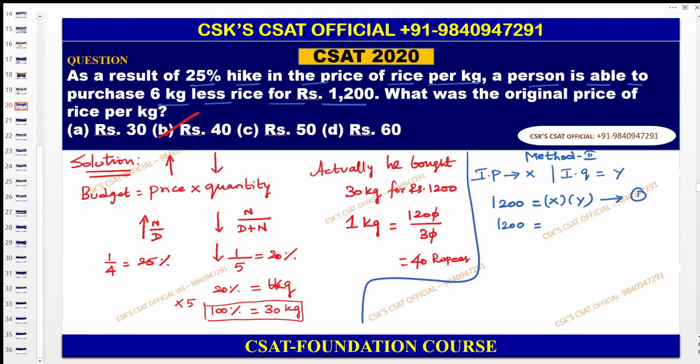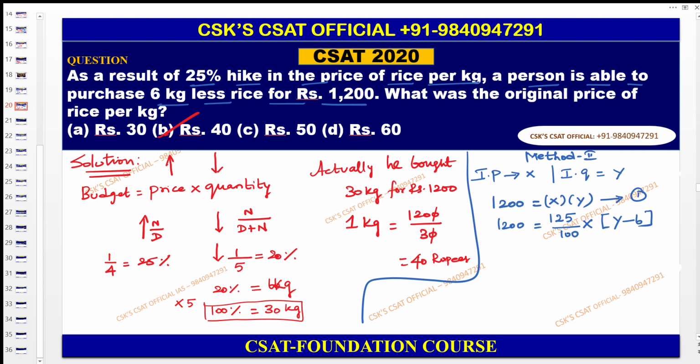How much? Check, 6 kg less here. But what is the hike here? 25% hike in the price here. So 25%, actual percentage here is nothing but 100%. 25% hike is nothing but 125%. So therefore 125 by 100x. For this, what is the Y? The quantity reduces by 6 kg. So therefore minus 6. That's it.